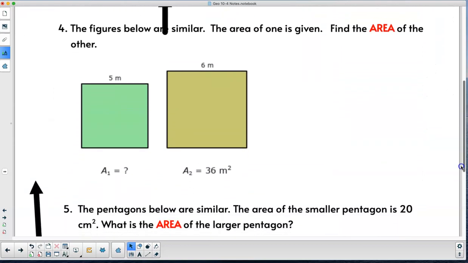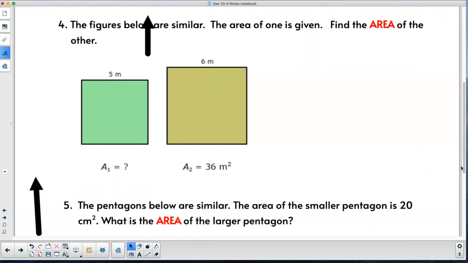Now, the figures below are similar. The area of one is given. Find the area of the other. So this one's 36. Now, I am fully aware right now you're thinking, well, they're both squares, Bloom. Why are you about to do what you're going to do? I want to make sure you recognize how this works. If this is 5, and this is area 1, and this is 6, and this is area 2, that's what we're looking at.